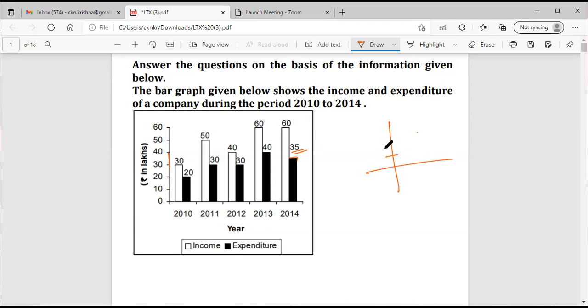Sometimes the sub markings will not be given. You just will be given a bar like this. This is some 20 and this is, let's say, some 40. You don't know whether you have to take it as a 25, or sometimes you have to take it as a 30, and if the options are very close, that's when the question becomes complicated.